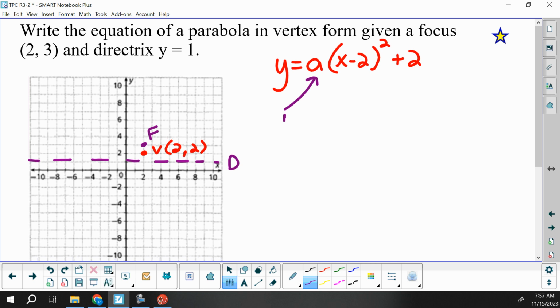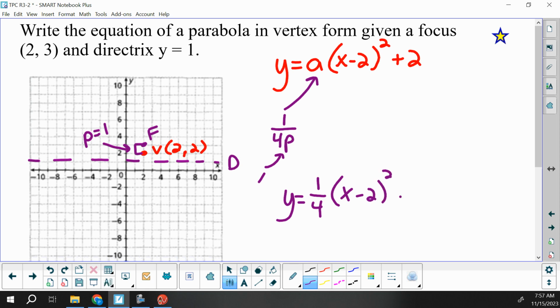Our a value should be 1 over 4p. From our vertex, we went up 1 to get to the focus. Because we went up 1, p is just positive 1. So if we fill a 1 in for that p, we really just get 4 times 1 in the denominator, so we get 1/4. So our final equation is just y equals 1/4 (x minus 2) squared plus 2.